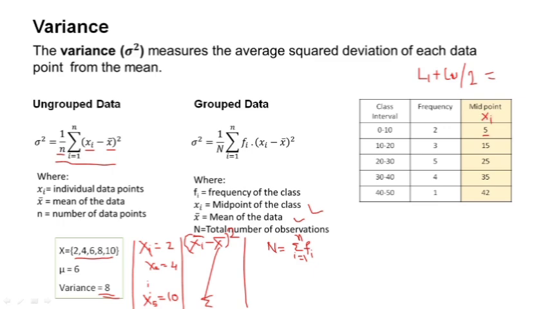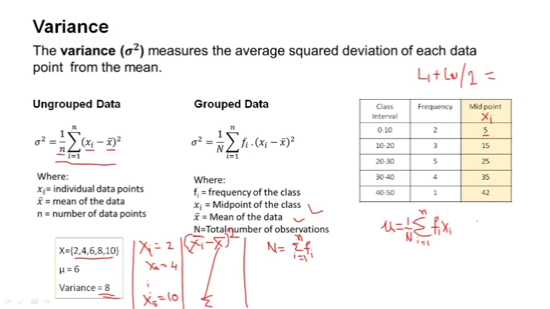Remember this. After finding the midpoint, you have to find out the mean of the data. The mean of the data is determined as mu is equal to, so we have to use the formula that is used for the grouped data. In this we are using the frequency fi into xi, where i equal to 1 to n, divided by the total number of frequencies. From this we get the mean of this data.